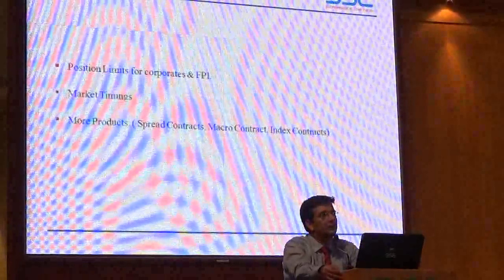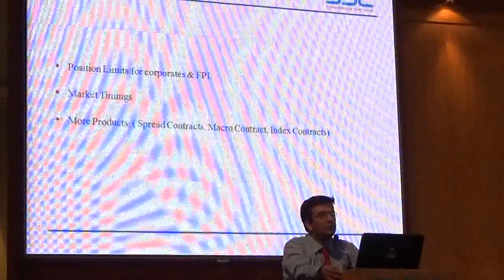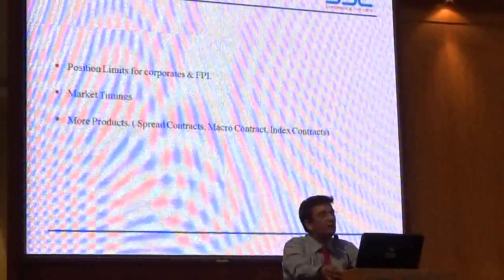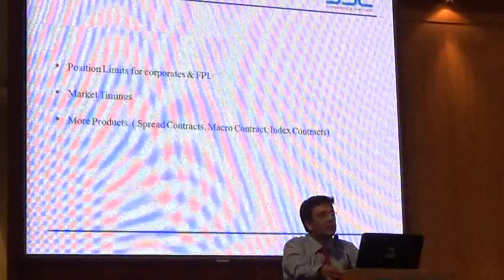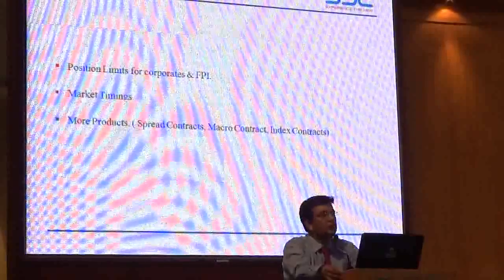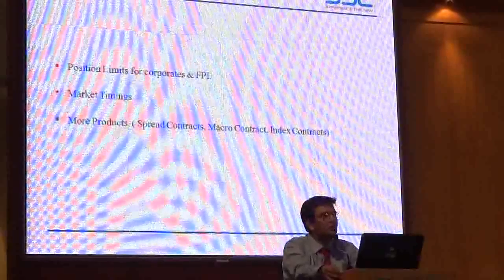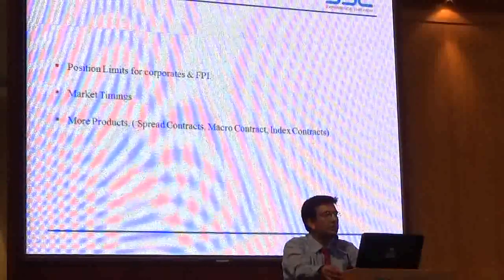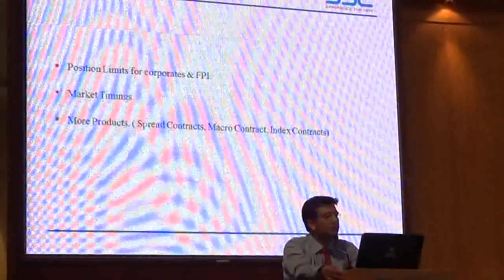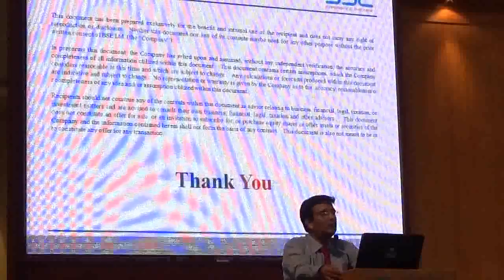Way ahead, as I said, we have only one contract, which is a $1,000 contract. There is a possibility that some other contracts may come up, and there are talks about extending the market timings to 7:30 or something, which we will see soon. And the position limits, which the regulators have restricted to 15 million: for corporates and FPIs, we can see there will be some easing in the position limits. That's all from me. You can ask me anything on this.